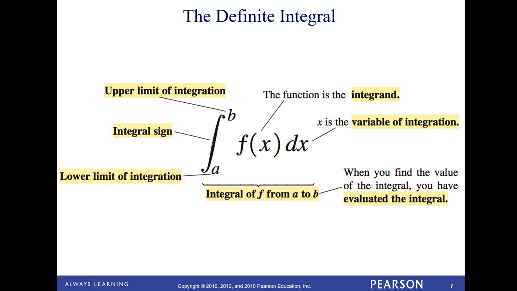So again, here are the parts of our integral. The integral from a to b: the lower limit of integration, the upper limit of integration. The distance on my axis across which I am calculating my area. The integral sign is just saying that we're finding the sum. We're summing up all of our rectangles for the function f of x using little dx pieces. So when you find the value of the integral, you have evaluated the integral. And we'll talk a lot more on how to do that as we move along.